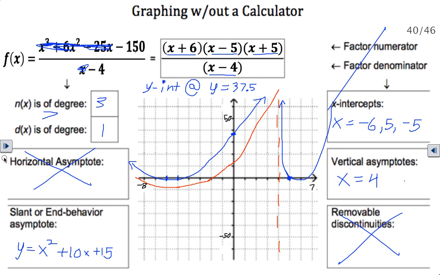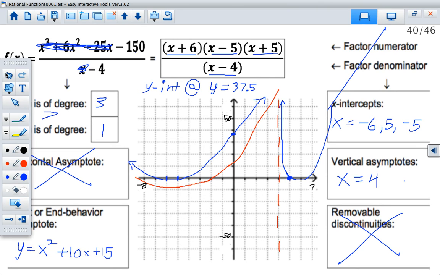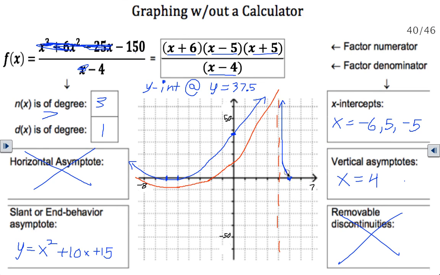Whoa, that's crazy. Let me fix that. All right. So most likely what the graph looks like is something like that. Kind of crazy. All right. So this one's the end behavior.